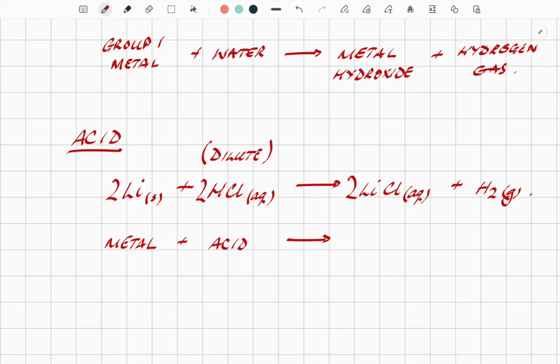Do you know what the lithium chloride is called? The result of a reaction between a metal and an acid. Do you remember any of that? Salt. Yes, it is. Well done. So it's a metal salt. I don't really need to write metal salt, but let's write it's the salt from that particular metal, plus hydrogen gas.